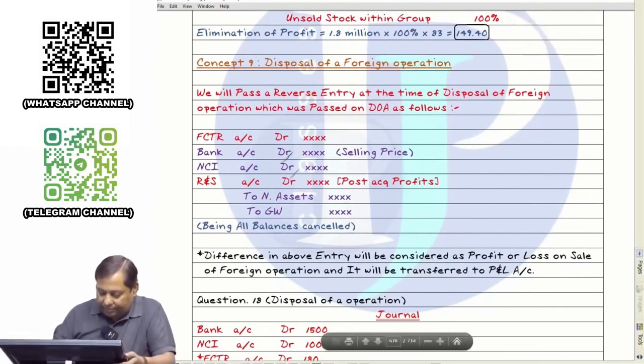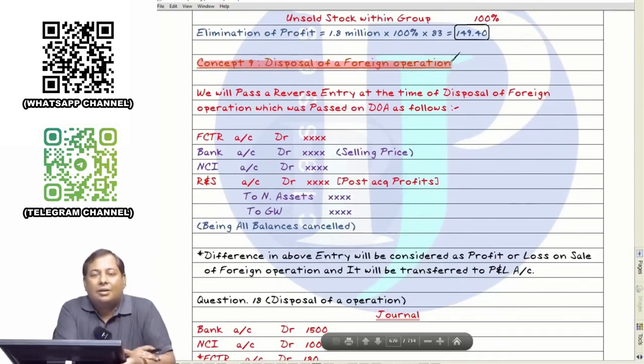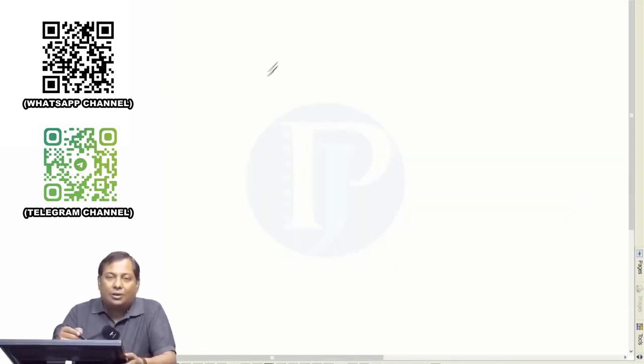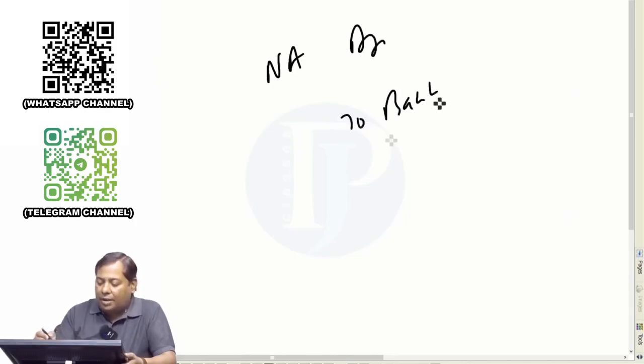Concept 9, disposal of a foreign operation. When we dispose of any foreign operation, the FCTR will go to P&L. Remember I told you this. Let's say you have a foreign subsidiary and you sold it. When you recognize the subsidiary, you pass the entry: net assets debit, to bank, to NCI, goodwill debit.